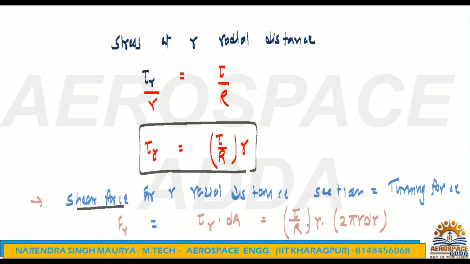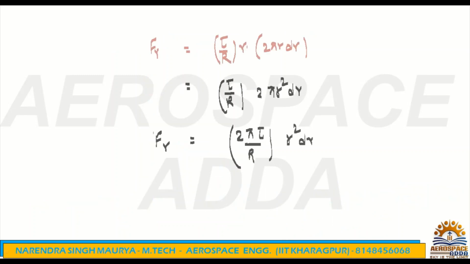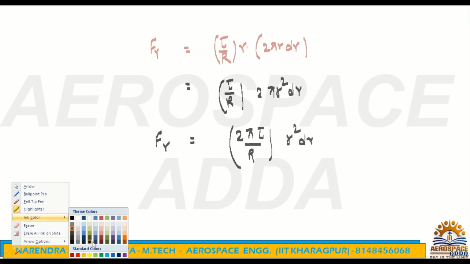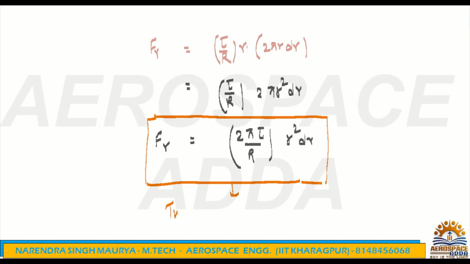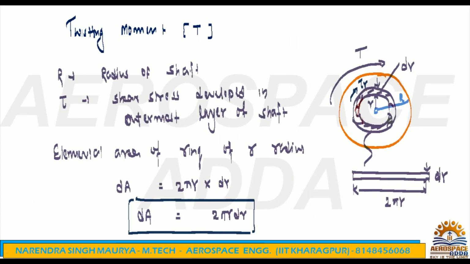So how do we get the twisting moment or torque? By using the formula shear force into perpendicular distance. The shear force we have now got here. If I multiply the perpendicular radial distance with the shear force, then we get the twisting moment. It's very easy. Because it's a very small elemental ring, we will have dT, the twisting moment for that elemental ring, and it is nothing but Fr into the perpendicular distance, which is small r.